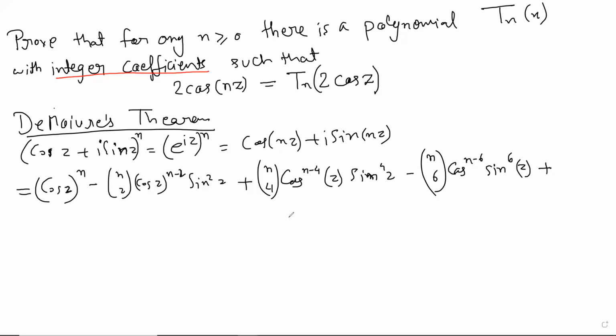What else do we need to do? See, we need to write this as a polynomial. So we have a 2, so we'll use the 2. So multiply everything with 2. Now we need to write this as a polynomial in 2 cos z, not in cos z. So how do we do that?